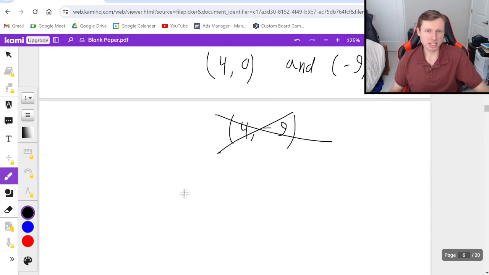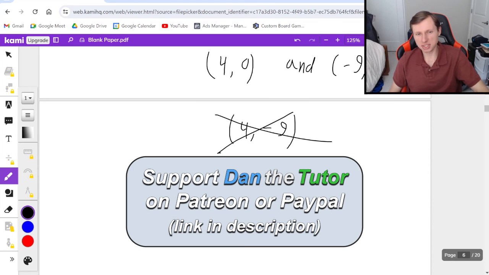And so yeah, that's basically a good introduction to the three forms parabolas can be written in and what we can find from each form.